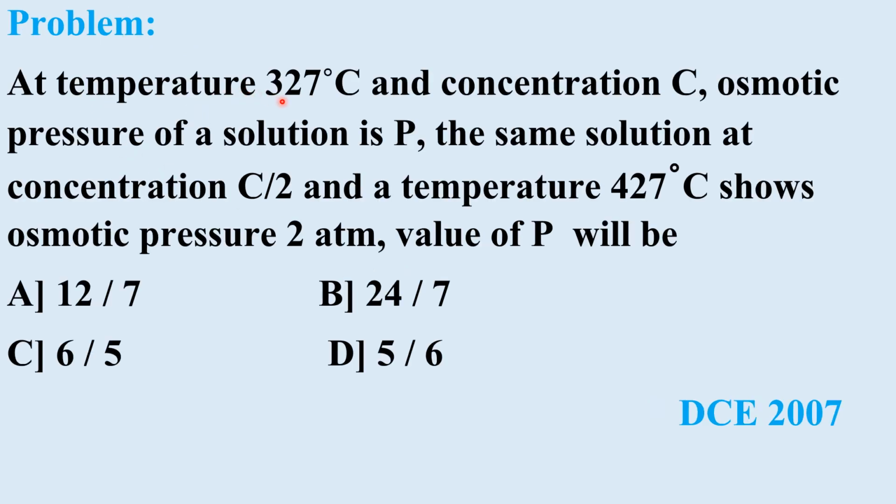At a temperature of 327 degrees Celsius and concentration C, the osmotic pressure of a solution is P. The same solution at concentration C by 2 and at temperature 427 degrees Celsius shows osmotic pressure 2 atmosphere. The value of P will be: option A 12 by 7, option B 24 by 7, option C 6 by 5, option D 5 by 6.